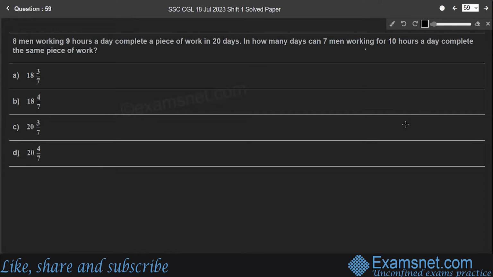Question 59. 8 men working 9 hours a day complete a piece of work in 20 days. In how many days can 7 men working for 10 hours a day complete the same piece of work? Here students, it's a very simple question. We are using the direct formula M1 D1 H1 by W1, where W1 is the work to be done, M1 is the number of members, D1 the number of days, and in each day they work for H1 hours, is equal to M2 D2 H2 by W2.